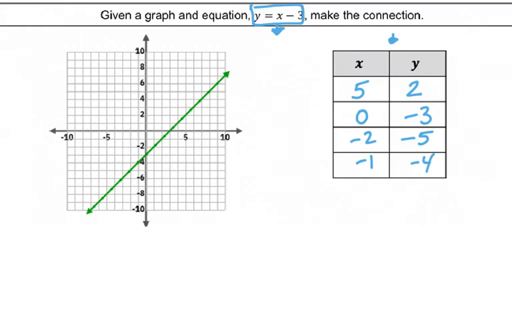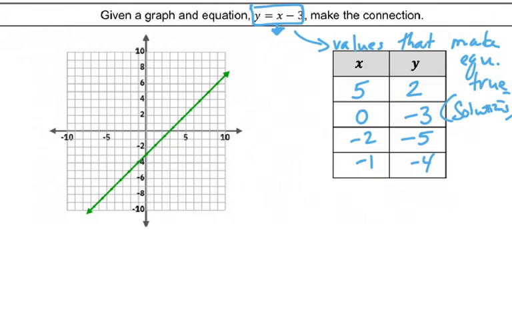Now, here's the connection that we want to see. So we listed values that make it true, which are solutions. So basically, this table is solutions. These are all solutions to this equation. They're all values that make it true, combinations of x's and y's that make it true. Now, since there are multiple values, and since there is actually an infinite number of value combinations that would make this true, this is what we graph. So we graph the solutions.